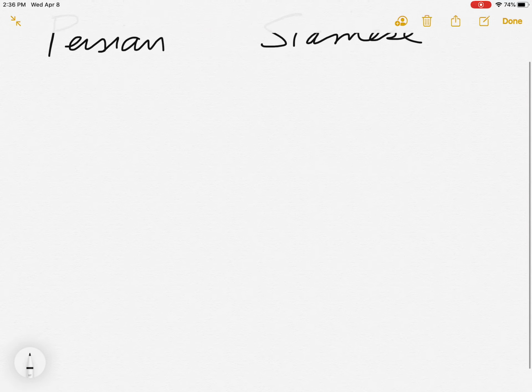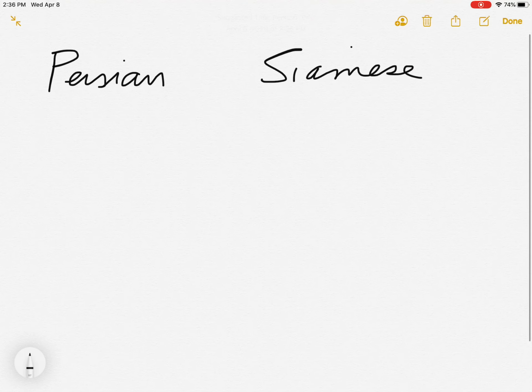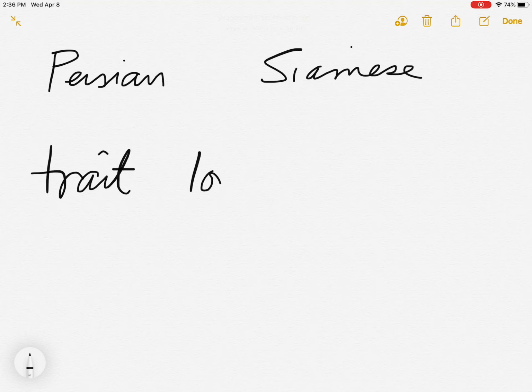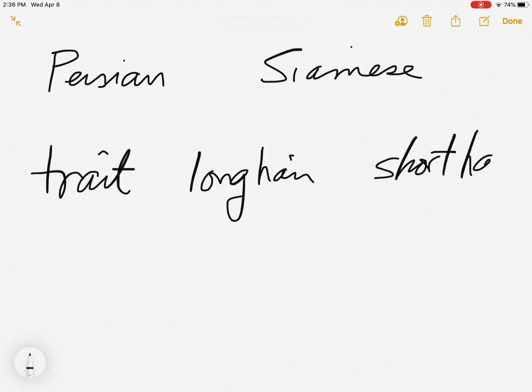Okay, a couple of things before we get started. First of all, we need to have a letter to use for the alleles. So let's think about this. What's our trait? Our trait is long and short hair, right? Now, we're not going to use a P and an S because we're not talking about the kind of cat. And you have to make sure you use the same letter for both alleles. One's a capital, one's a small, but they have to be the same.